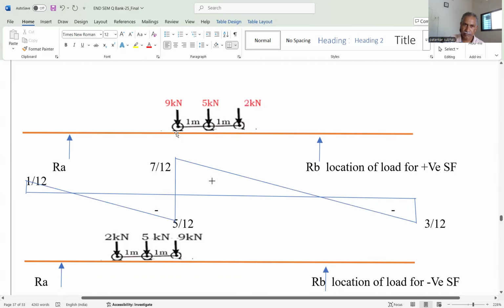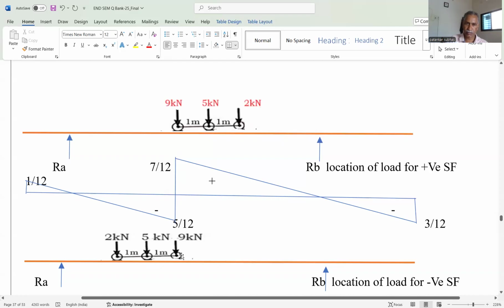And for the location when we need the positive shear, positive is there here, but this is 1 by 12, and when we put the 9 load here, 9 into 1 by 12, then the remaining 2 will be minus, and that's why the net shear force is less. But here 9 multiplied by 7 by 12 is the bigger one. Then 5 multiplied by this height, then 2 multiplied by this side, that gives the maximum positive shear force.